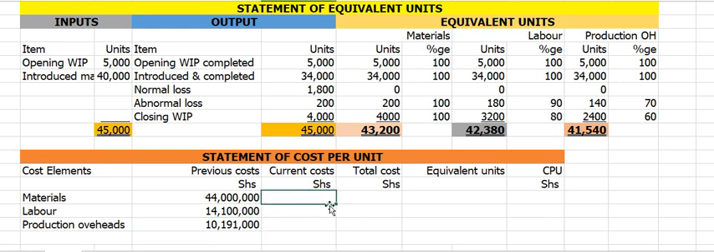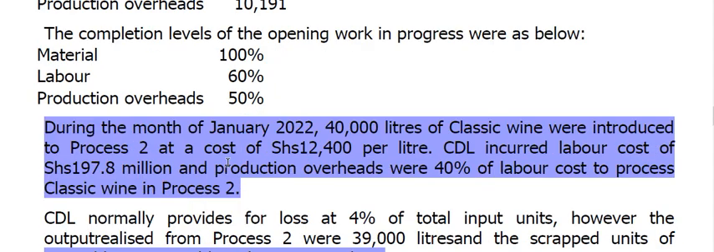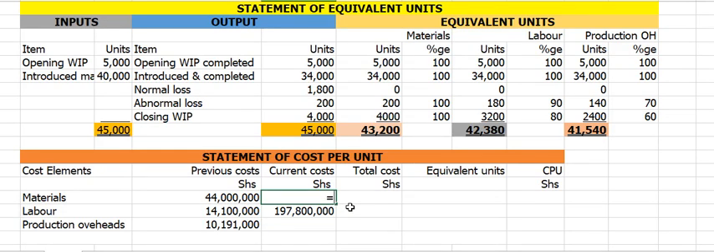The current costs have also been given. Materials, that is 496 million. Then labor, 197,800. How would you get the 496 million? We are given liters. There are 40,000 liters, but each liter was 12,400. So you multiply 40,000 liters times 12,400. That's how you come up with the 496 million.